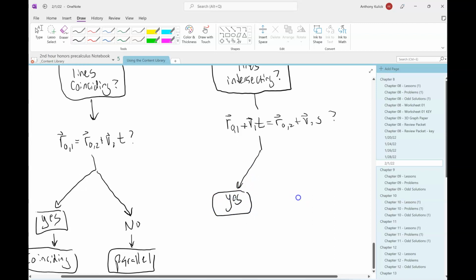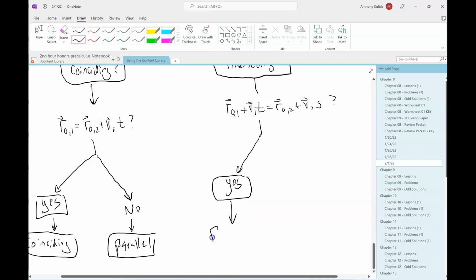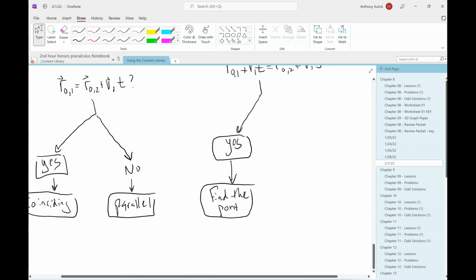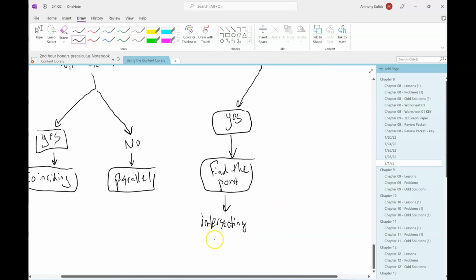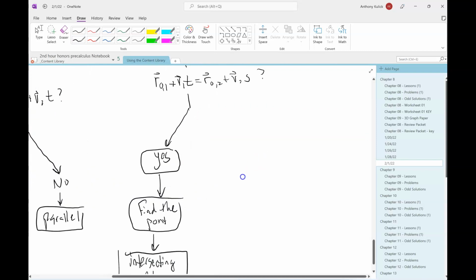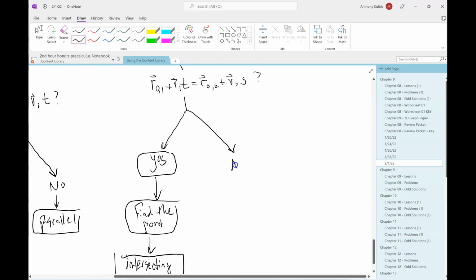If it's yes, we then should find that point of intersection and report the lines intersect at whatever that point was. If the lines do not intersect, then we know these are non-parallel, non-intersecting.